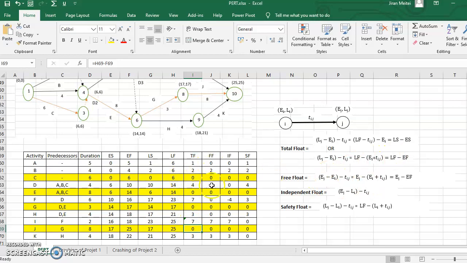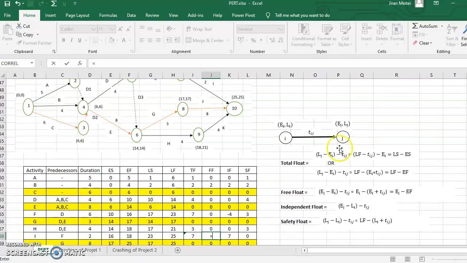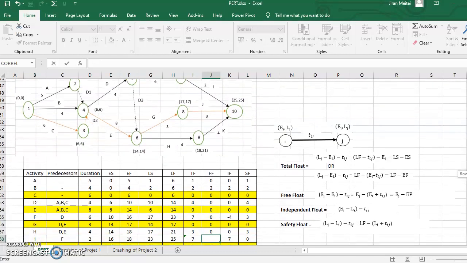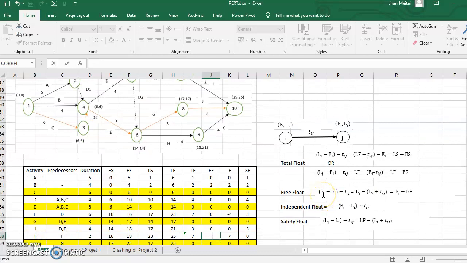If you want to compute the free float, let's do it for the same activity. What is the free float saying? Both the events should occur at the earliest. Remember, the subtraction should always be done from the succeeding event; the preceding event should always be subtracted from the succeeding. Free float says EJ should be subtracted from EI.